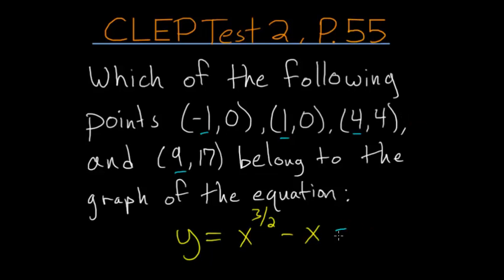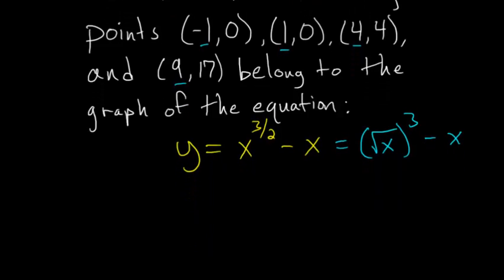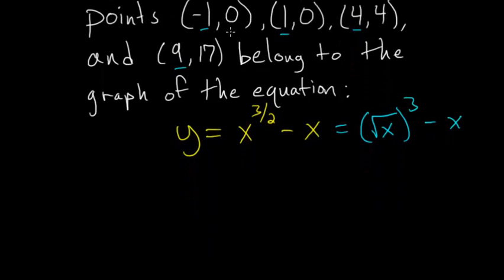So let's rewrite this. X to the 3/2, remember the denominator in a fractional exponent just deals with the root, and the numerator deals with the power. So we have the square root of x raised to the 3rd power, and then minus x. So let's try one point at a time. Let's first do this (-1, 0). So we'll plug in -1 and see if we get back 0.